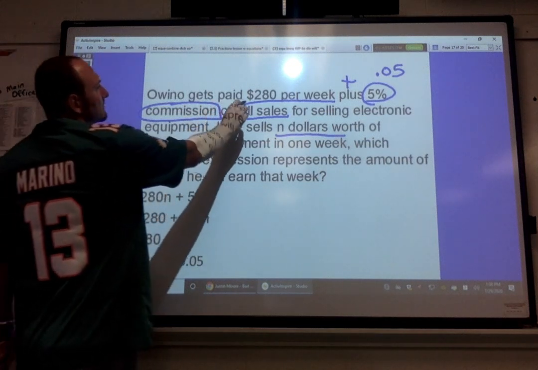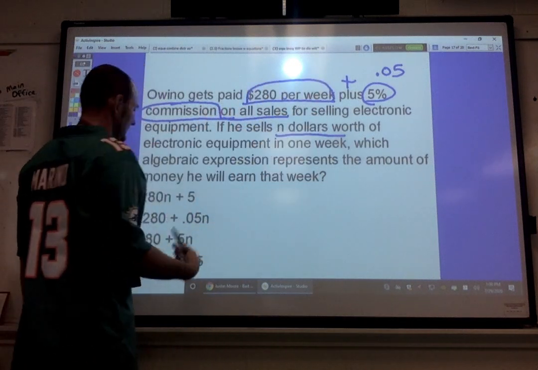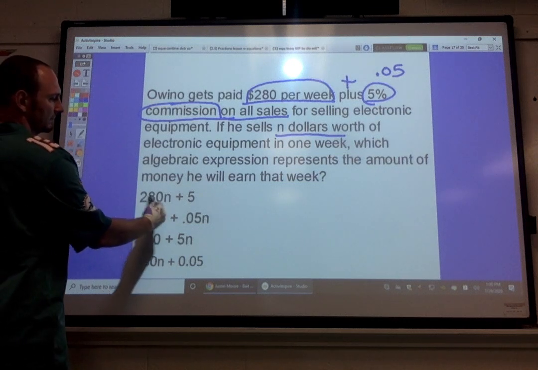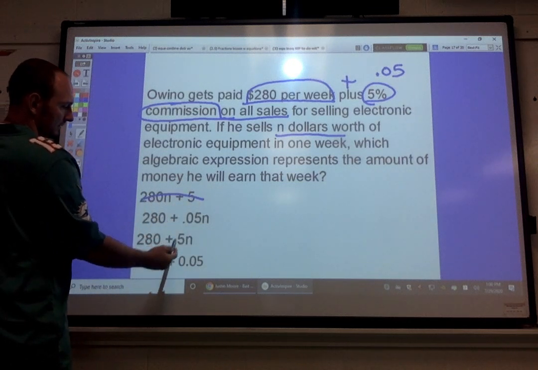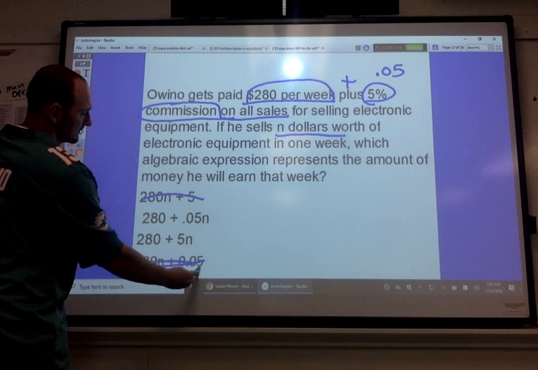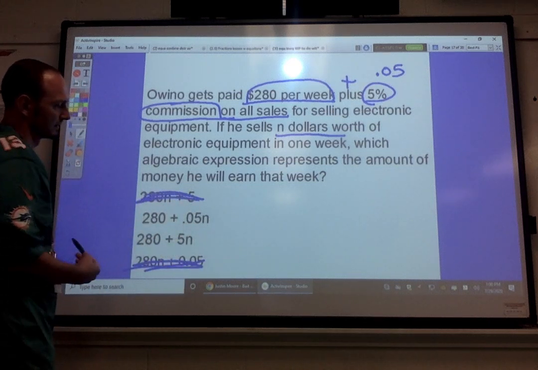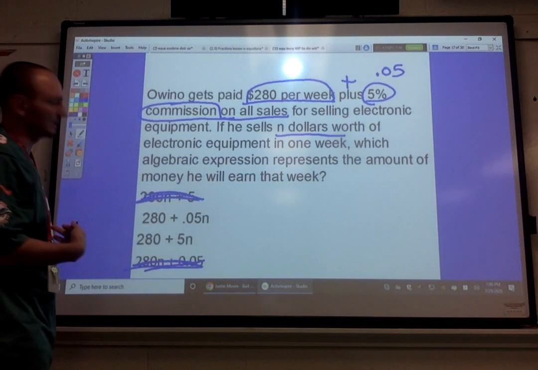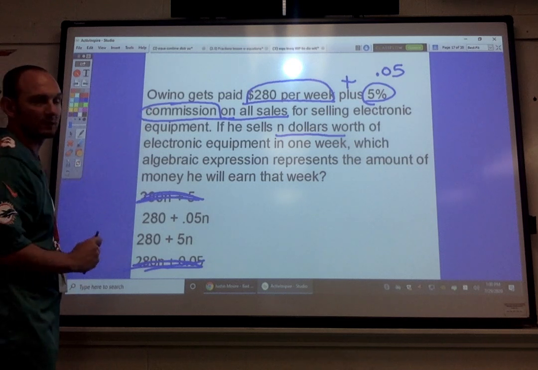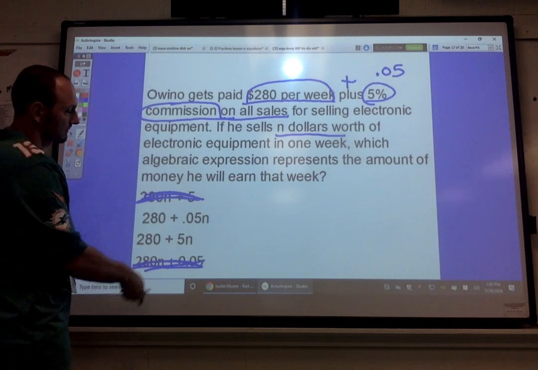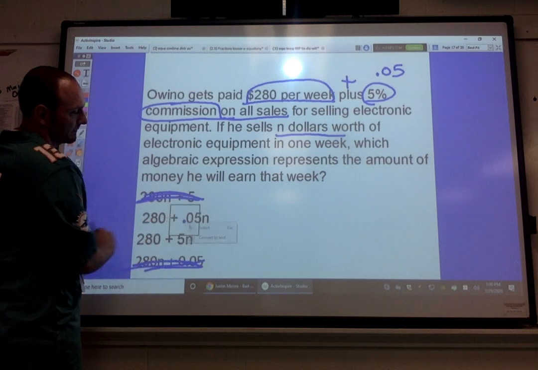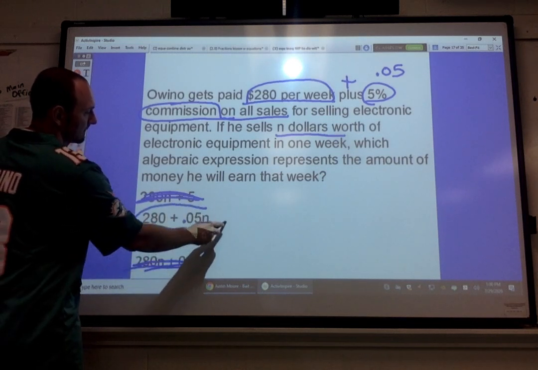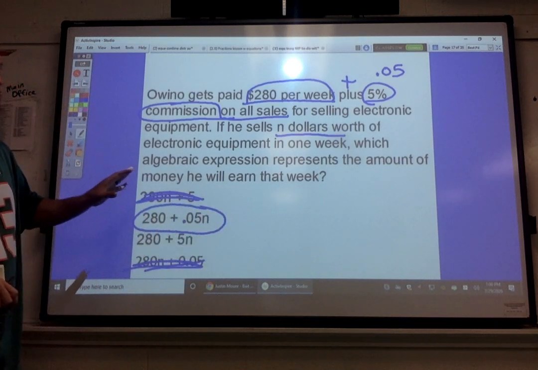So the 280 is what he's going to get no matter what. So we should get a 280 plus. No, 280 plus in the end. So now we know it's one of these. Most times it comes down to that percent. What is 5% as a number we can use? Hundredths, right? And we can do a video on percents another day.